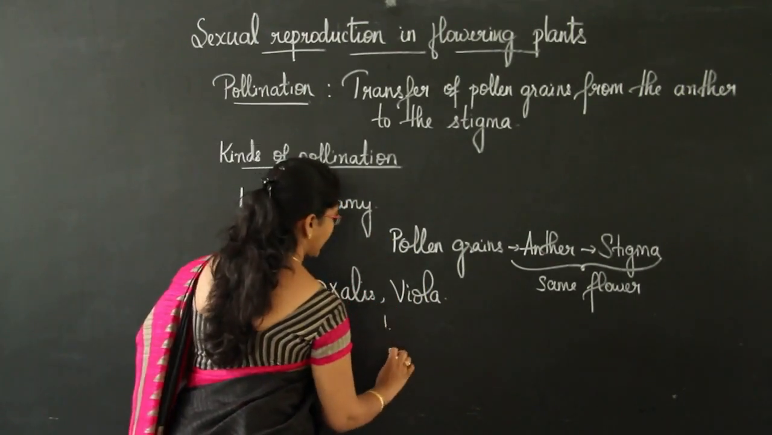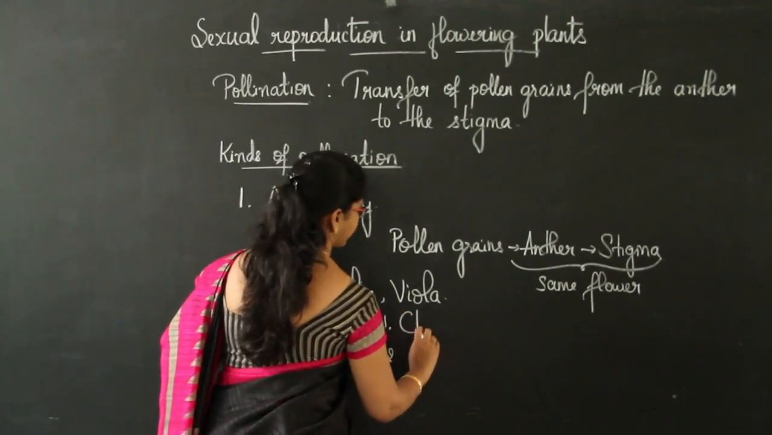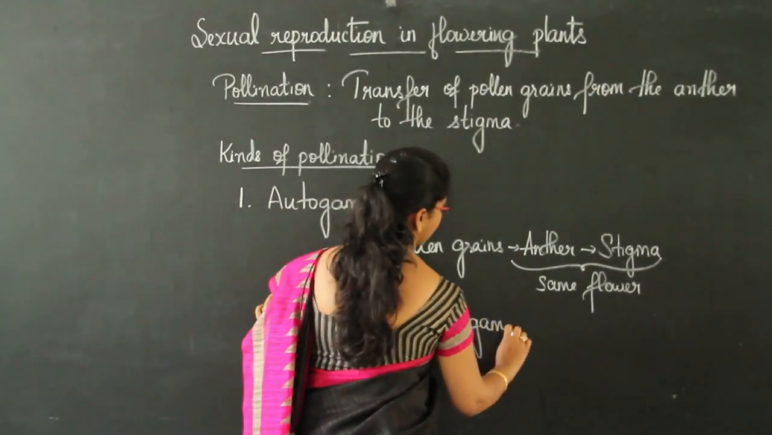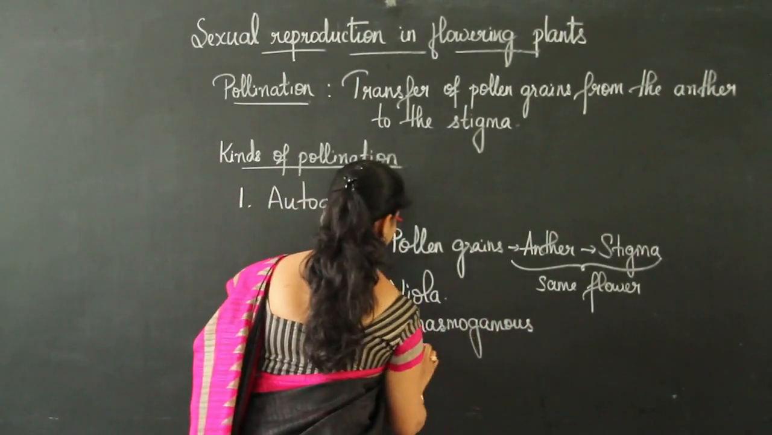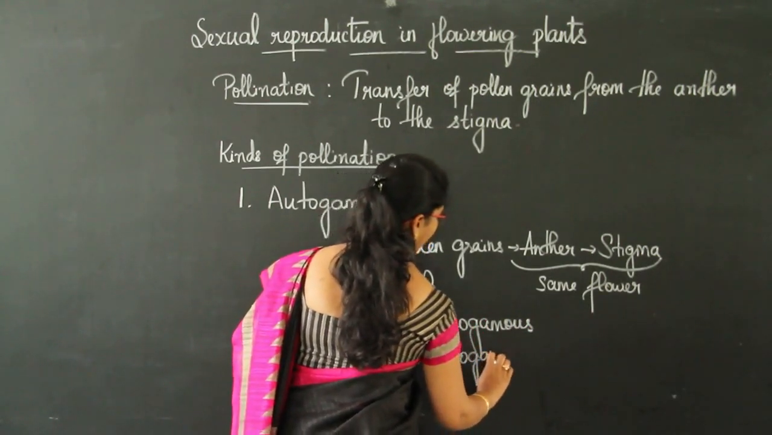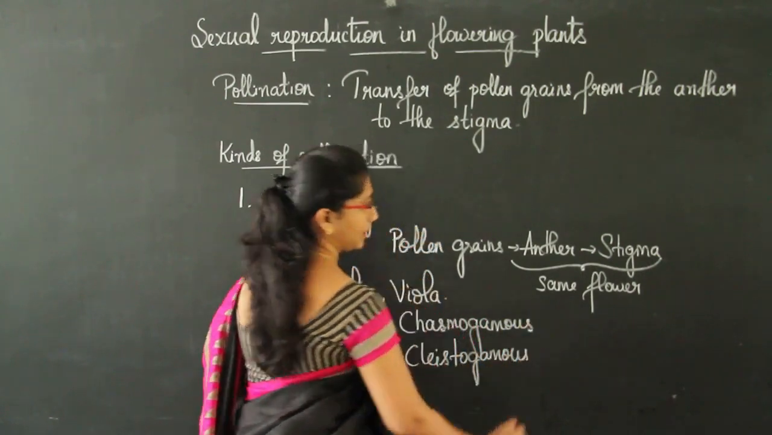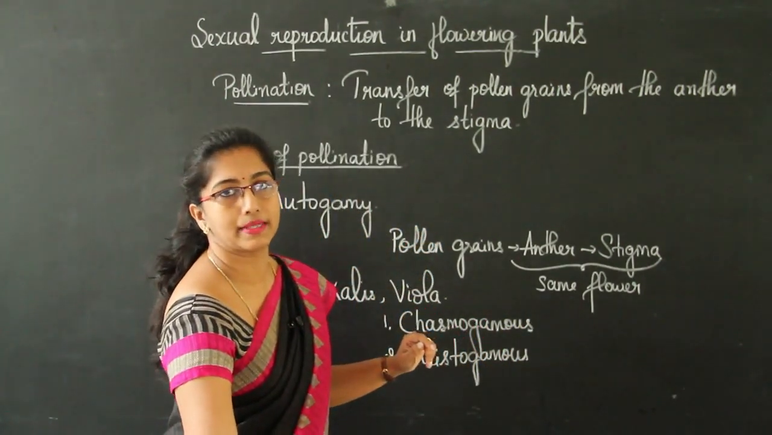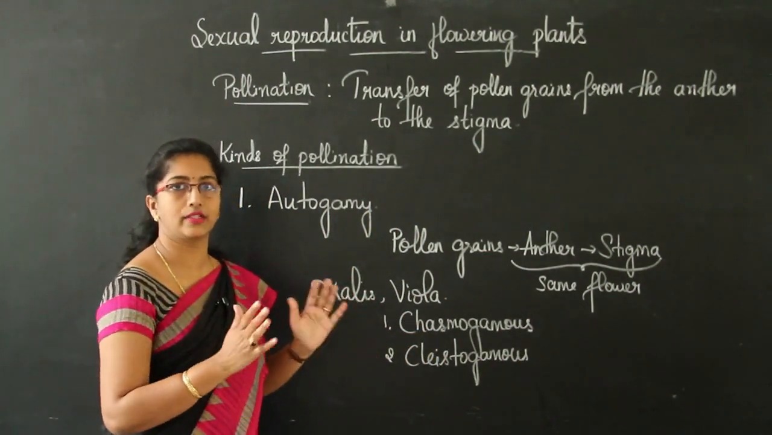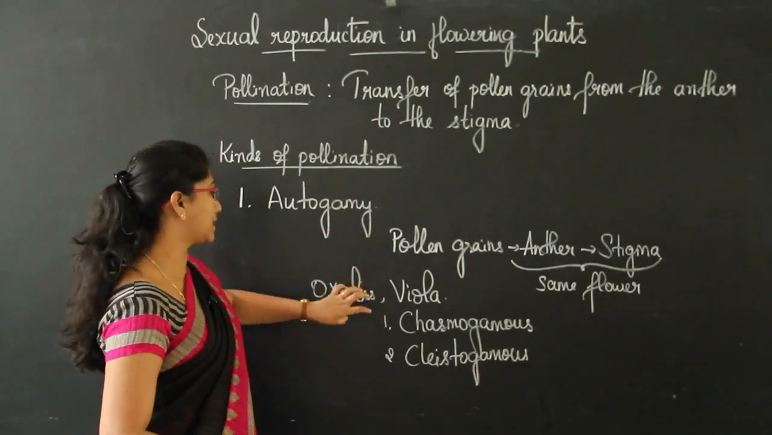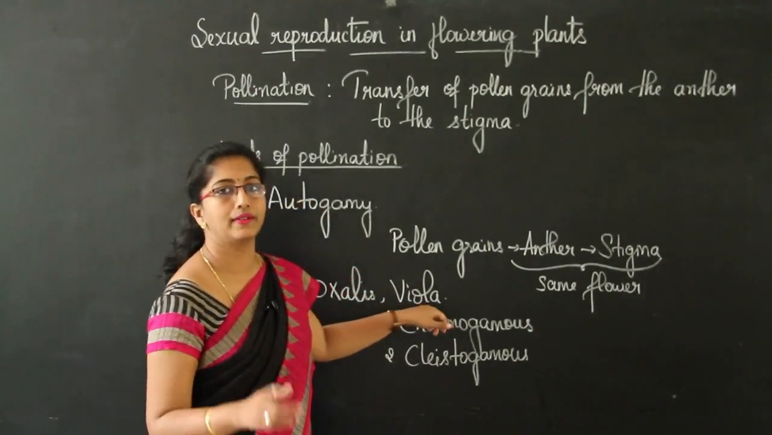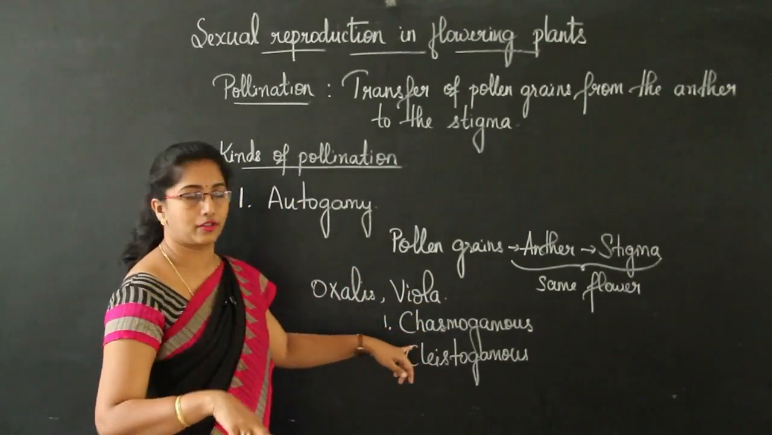The first type of flower is called chasmogamous flower, and the other type of flower is called cleistogamous flower. These are bisexual flowers only. I'll tell you the difference. In some plants, for example oxalis or viola or even camelina, you will see that they produce two types of flower.